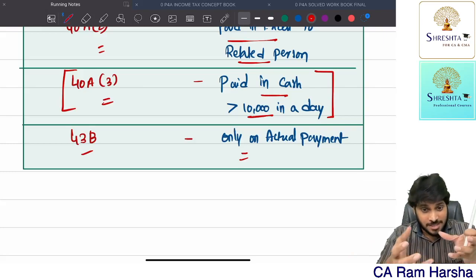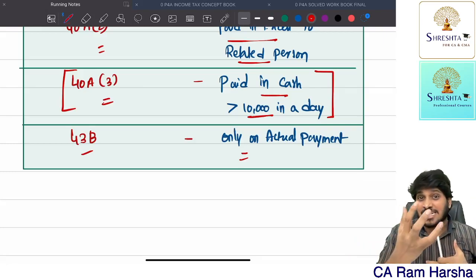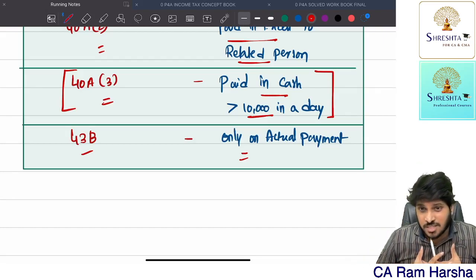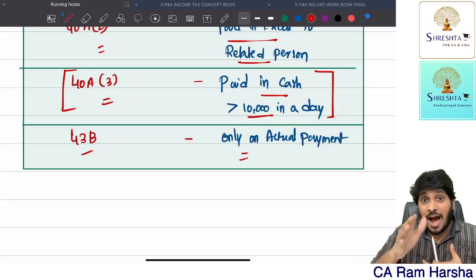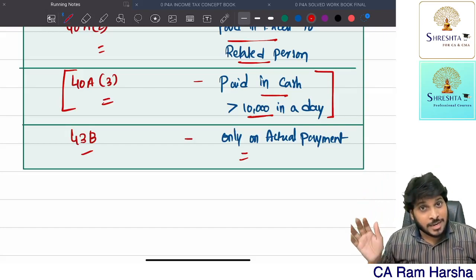Now tell me, this entire thing is happening because the other person, whoever is receiving money, you are spending the money, you are showing it as expenditure, but I am receiving the money, I am getting the income, it is reflected in my bank account. I cannot escape from the department. Are you getting the point?